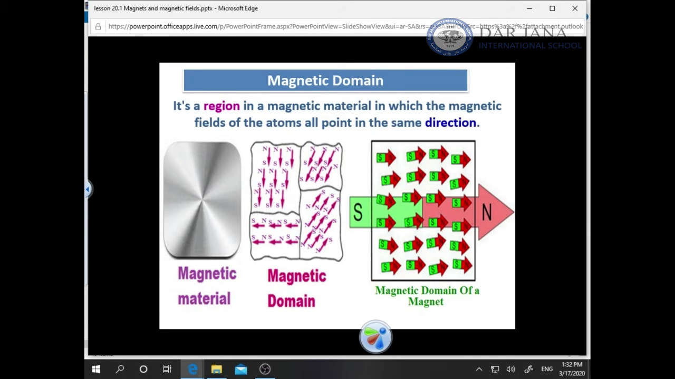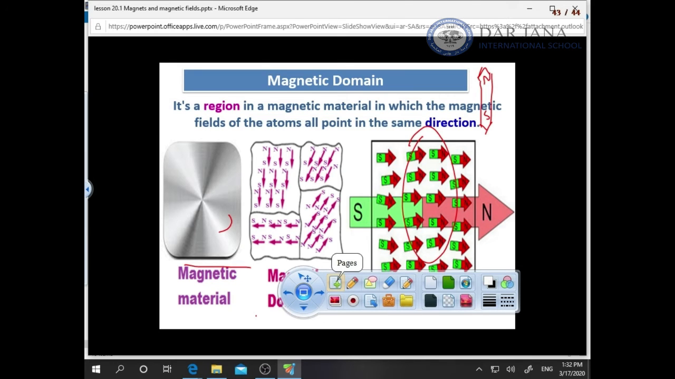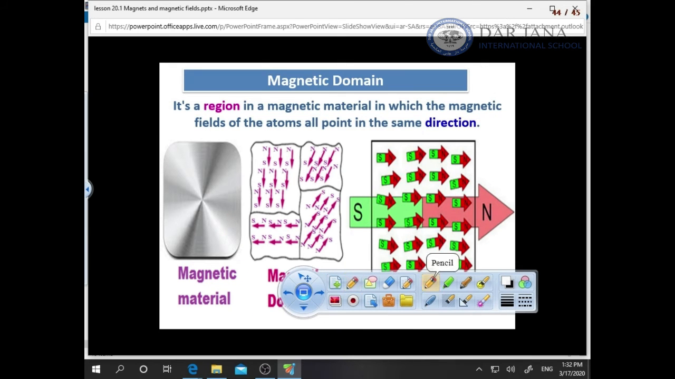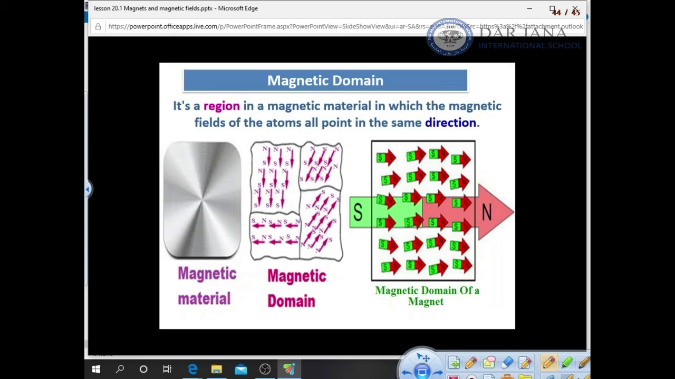What is a magnetic domain? A magnetic domain is a region in a magnetic material in which the magnetic fields of the atoms all point in the same direction. Here, as we can see, all the atoms in the first region have the same direction. So this is called a magnetic domain.